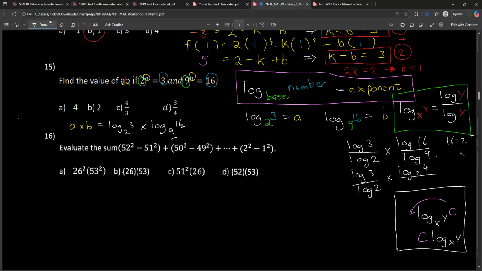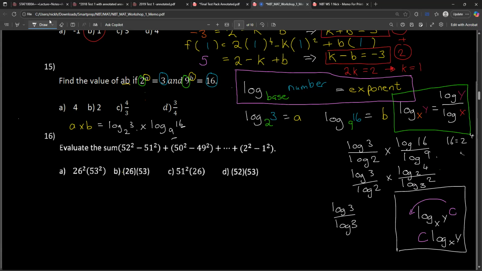How do we spot this? Well, if you see log 2 and 16, you know that 16 is 2 to the power of something. And the 9, we know, is 3 to the power of 2. So there's a connection here between these numbers. It's not a coincidence.